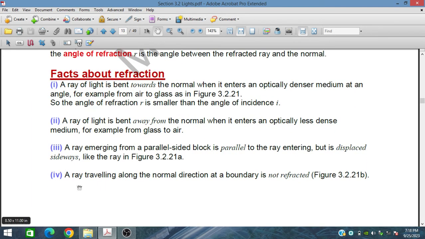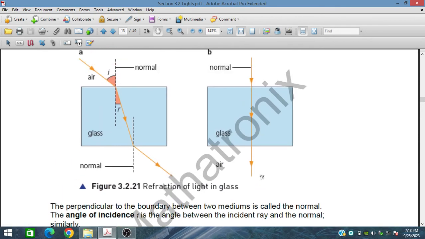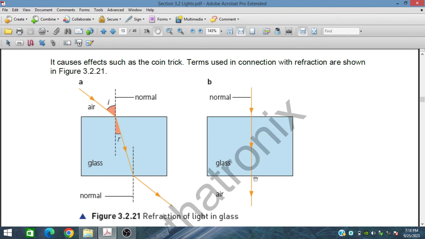And the last, fourth part: a ray traveling along the normal direction at a boundary is not refracted. It happens in this one. This one is not refracted. This is also a fact about refraction.